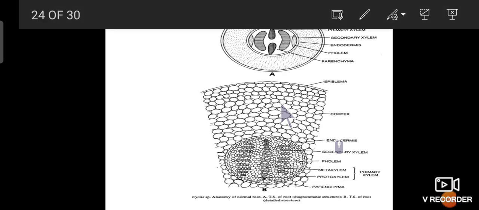Okay, so in this video, we will discuss the next topic in Cycas, that is the internal morphology. We had already discussed the external morphology of Cycas. Now we will take a look at the internal morphology of the root, the stem, and the leaf. So we will start with the root.